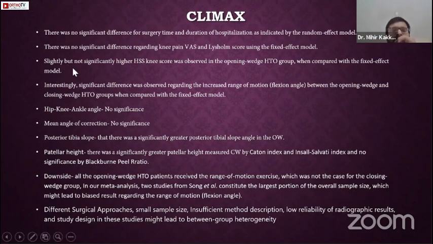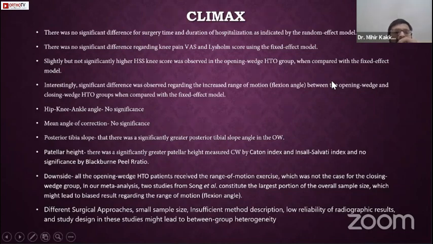They also found a slightly but not significantly higher Hospital for Special Surgery knee score, which has a total score of 100, depending upon pain, limp, and range of motion. It was observed that the open wedge osteotomy had a higher score, but that was not significant as compared to the closed wedge osteotomy. Interestingly, a significant difference was observed regarding the increased range of motion, that is the flexion angle post-operatively, between the open wedge and the closed wedge groups.